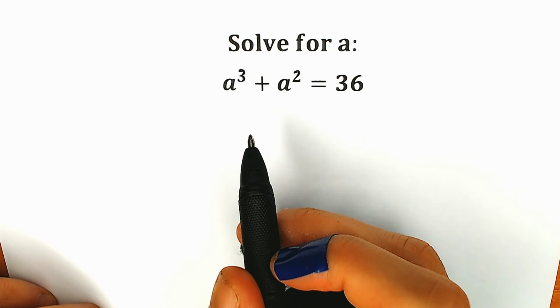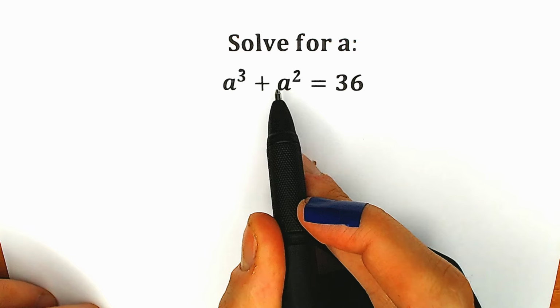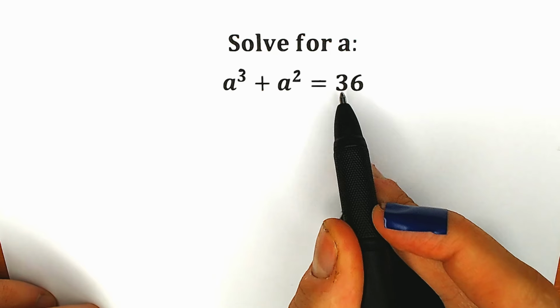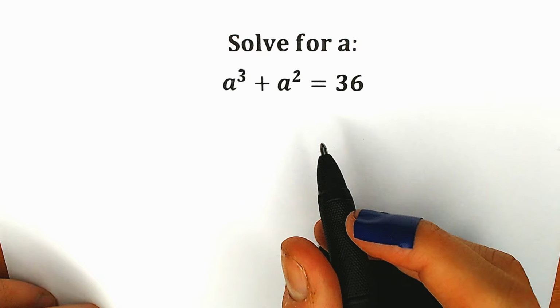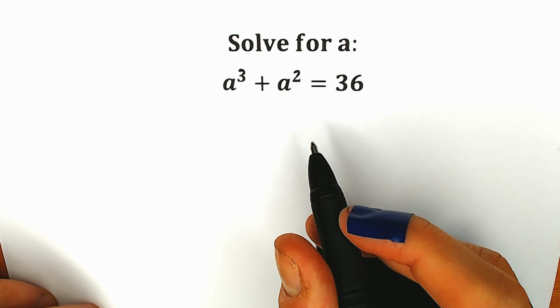Today we have a very interesting equation: a cubed plus a square equal to 36. We need to solve this equation for a, so if you have your solution, your answer, you can also write it in the comments below and then we will check our answers.